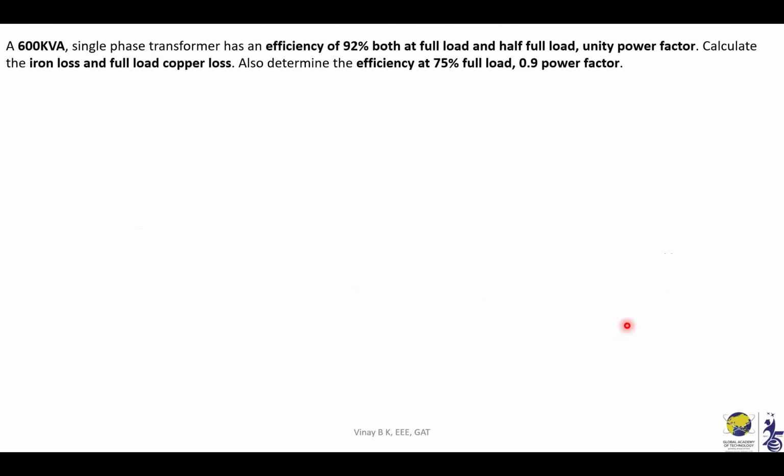Okay. Similarly, the next problem. Here a 600 kVA single phase transformer, that is the kVA rating given, has an efficiency of 92%, both at full load and half full load, that is nothing but half load. They are given the efficiency for full load and half load, that is 92%, and the power factor for full load and half load is unity power factor. Calculate the iron loss and full load copper loss. Once after finding this PI and PCU, determine efficiency at 75% full load, that is nothing but when X equals 0.75 and power factor is 0.9.